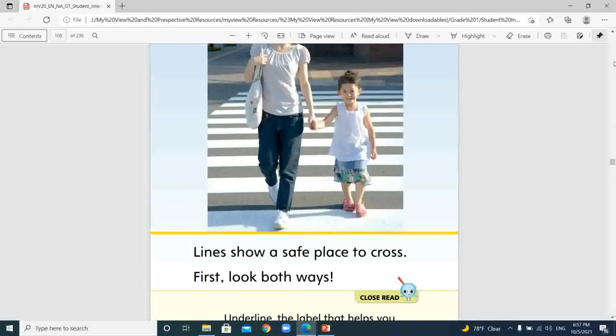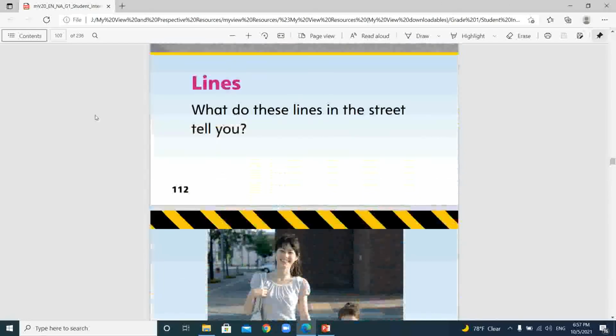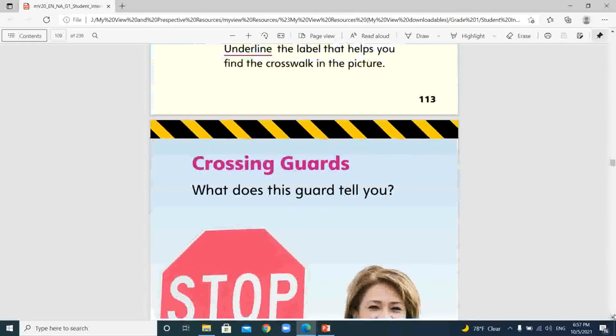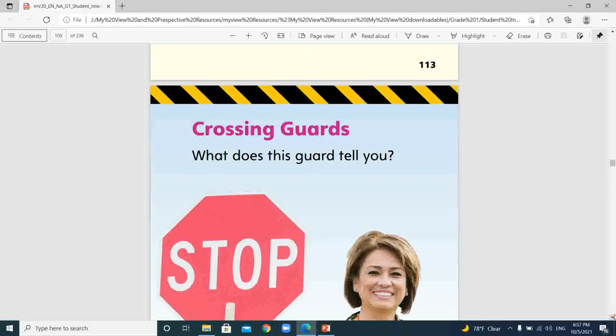But what if I ask you to circle the heading? This is the heading. Lines. Okay? Next, crossing guards. This is another heading. Crossing guards. What does this guard tell you?